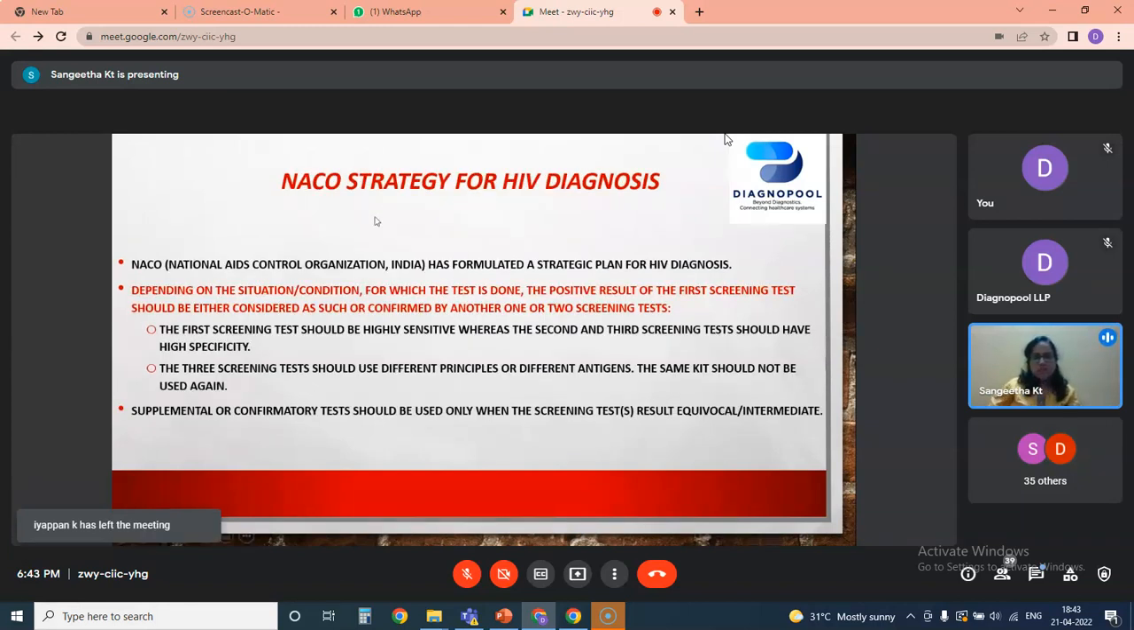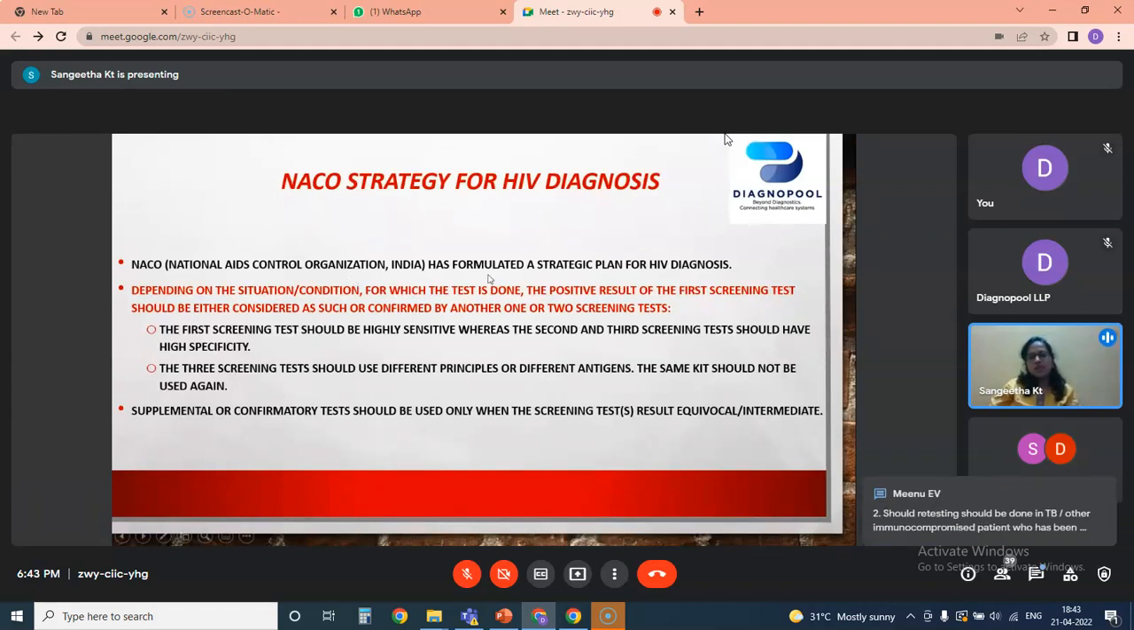So coming to the NACO strategy for HIV diagnosis. The NACO has formulated a strategic plan for HIV diagnosis. Depending upon the situation or condition for which the test is done, the positive result of the first screening test should be either considered as such or confirmed by another one or two screening tests. When we discuss the different algorithms, you need to understand that the first screening test that you are going to use should be highly sensitive. That is, it should be able to detect the true positives. It should not miss out any true positives. So this is the first major principle you need to remember.